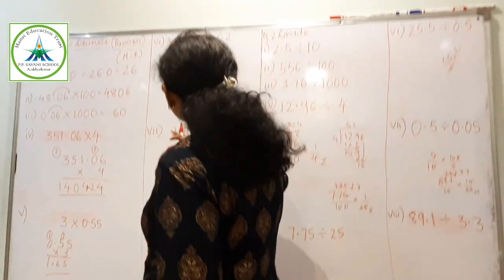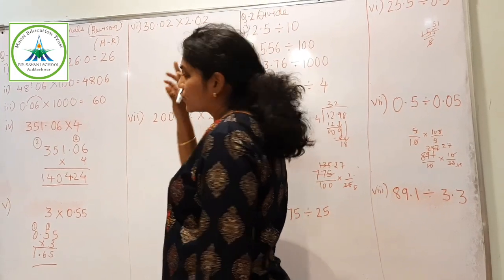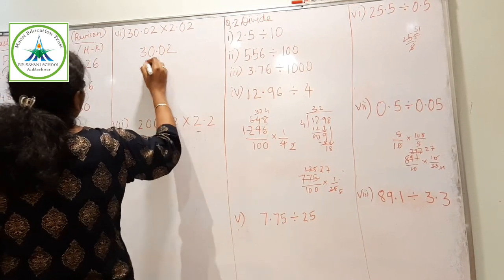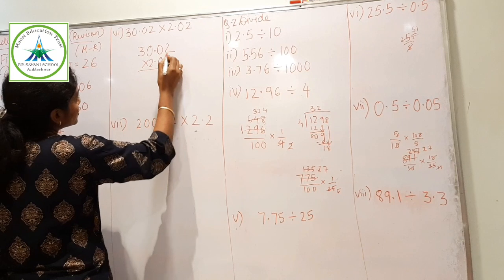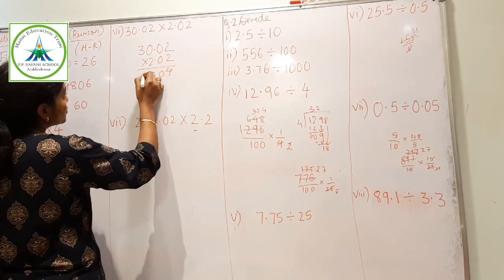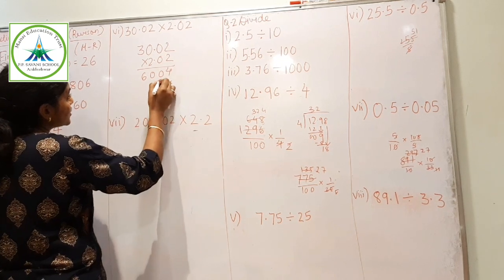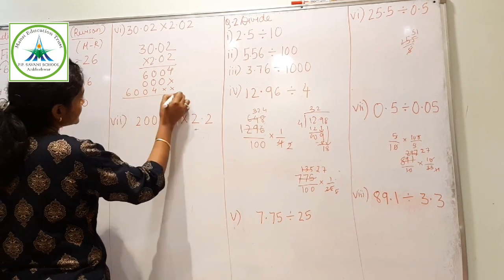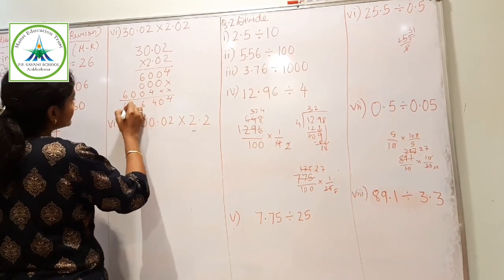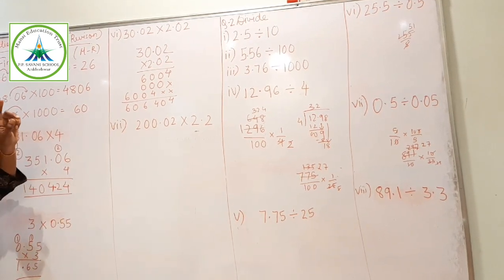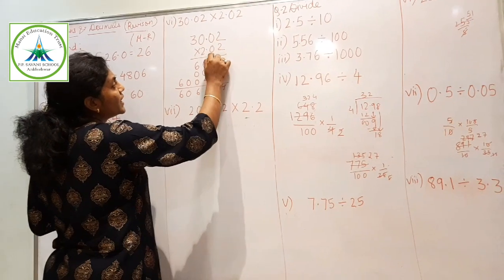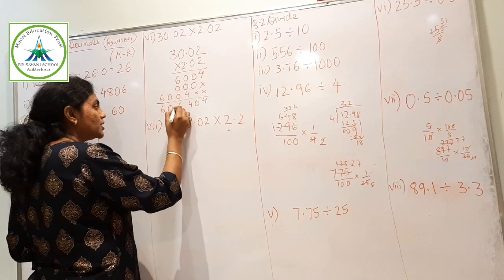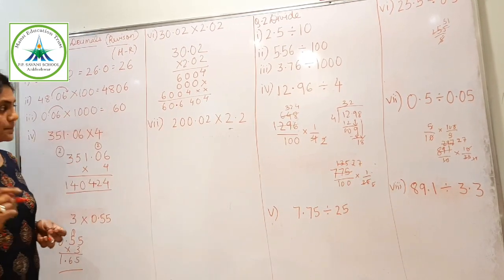Then the sixth one, 30.02 into 2.02. Again, without the point you will multiply it. With 2.02, 2 twos are 4, 0, 0, 6. Then this is 0, 0, 0. Then 2 twos are 4, 0, 0, 6. Just add it. Now after the decimal, how many digits are there? Here 2 and here 2. Just add them, which means 4. So 1, 2, 3, 4. Before 4 digits the point will come.